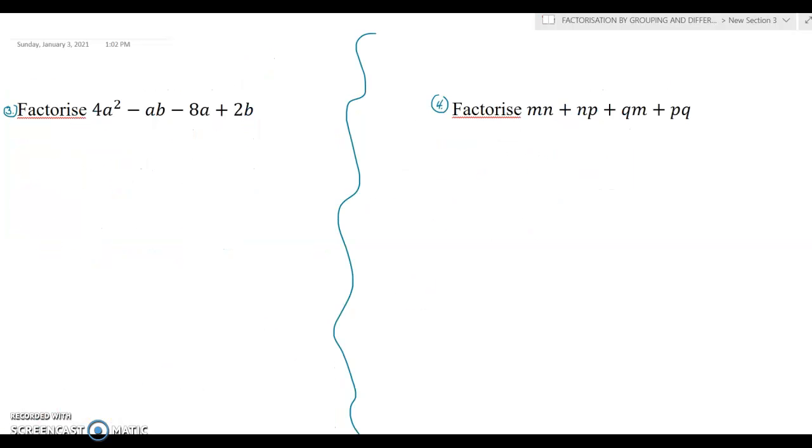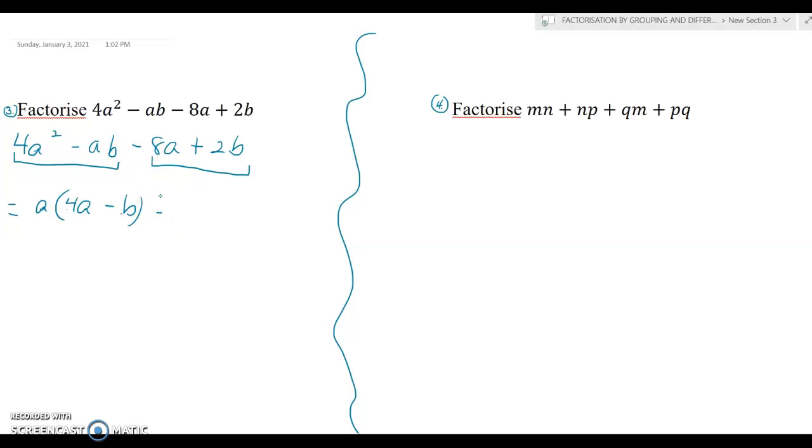All right, so let's look at these last two questions here. So number 3, I have 4a squared minus ab minus 8a plus 2b. Again, we are pairing off first 2 and then the second 2, right? So 4a squared minus ab, they have a in common, so you pull out the a. A by what will give me back 4a squared? A by 4a, right? Minus a by what will give me back ab, which would just be the b, right? Put your minus sign in the middle now.